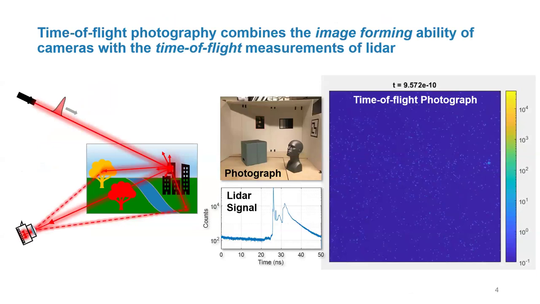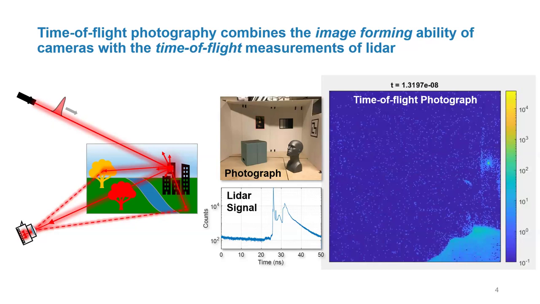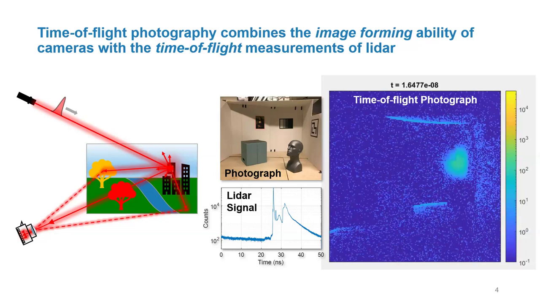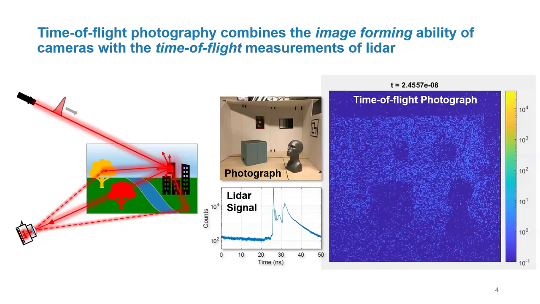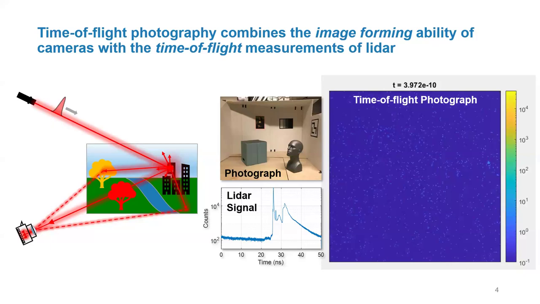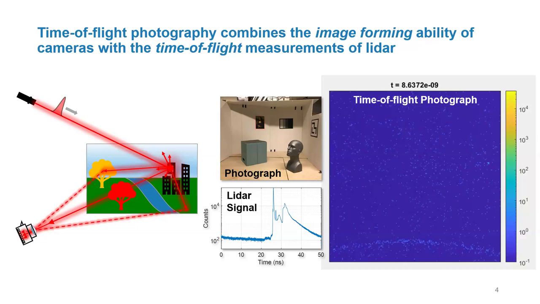So back to time of flight photography. Time of flight photography combines the image forming aspect of regular photography with the time of flight measurement and active illumination of LIDAR. Like a regular camera, a time of flight camera has a lens and an image sensor, but every pixel in that sensor is also sensitive to photon time of flight. And so this combination ends up being greater than the sum of its parts, which you can tell if you look at the raw data that's captured by a time of flight camera. If you watch this video for a few more seconds, you'll notice that the raw measurements captured by a time of flight camera are basically equivalent to a video of light as it flows through the imaged scene.